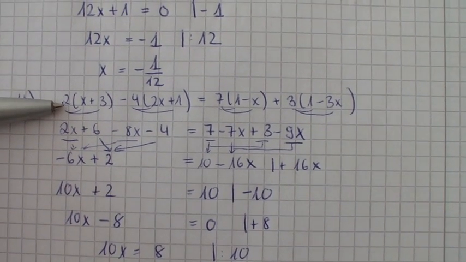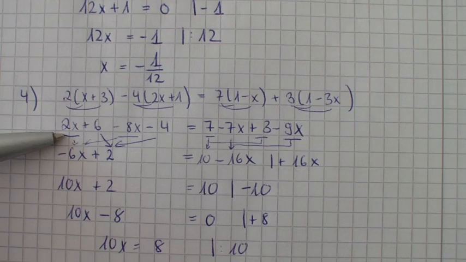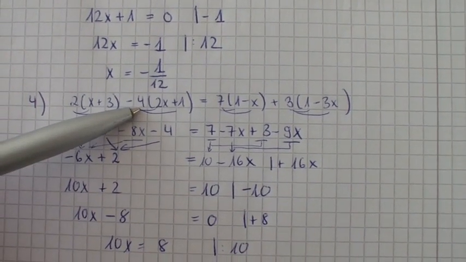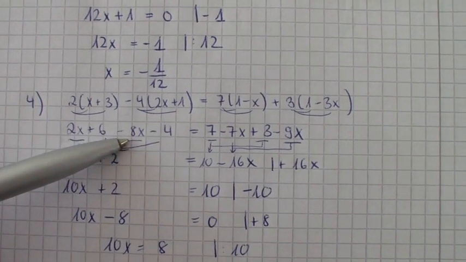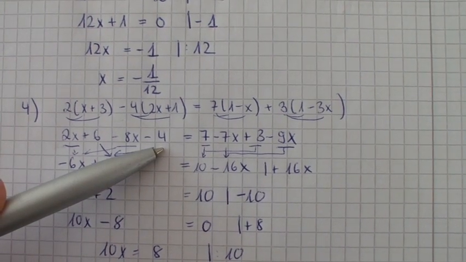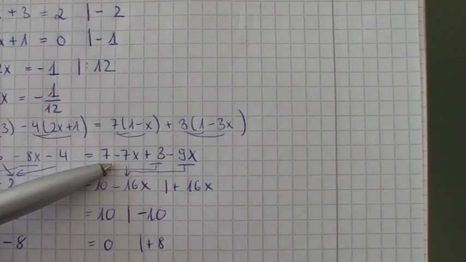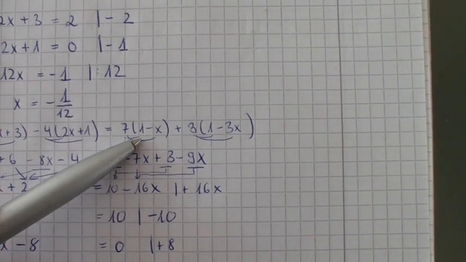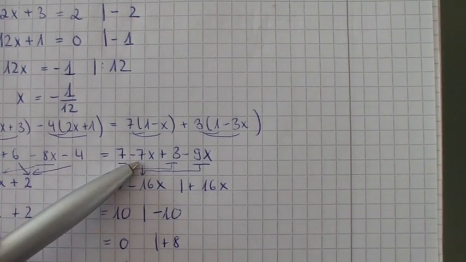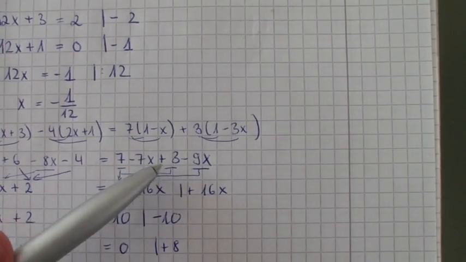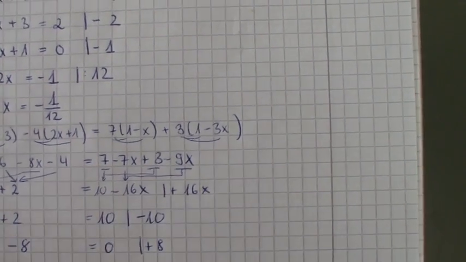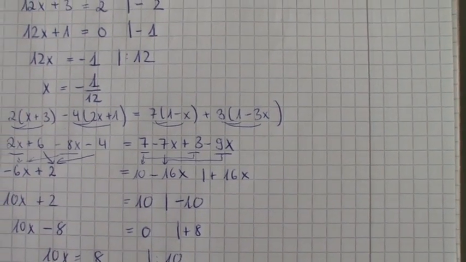Let's just have a look here. We have, first of all, 2 times x, which will give just 2x, 2 times 3, which will give 6. Then we have minus 4 times 2x, which gives you minus 8x, and minus 4 times 1, which will just give you minus 4. On the right-hand side, we get 7 times 1, which will just give you 7. 7 times minus x, which will give you minus 7x. 3 times 1, which will give you a 3. And 3 times minus 3x will give you minus 9x. So this is it until yet.